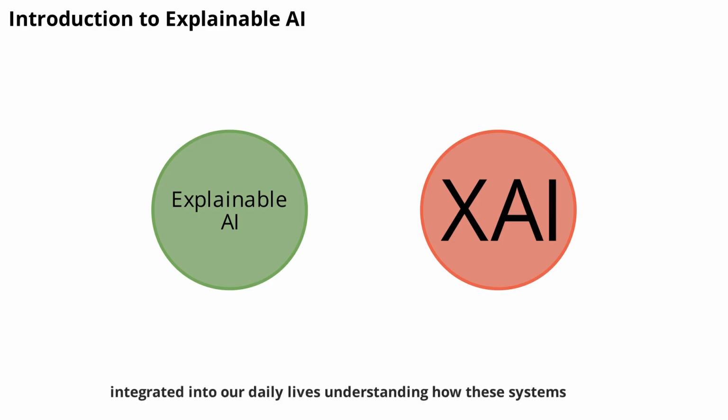As artificial intelligence becomes more integrated into our daily lives, understanding how these systems make decisions is increasingly important. Explainable AI refers to methods and techniques that make the results of AI systems understandable to humans. In this video, we'll explore what XAI is, why it's crucial, and how it impacts industries and individuals alike. Let's start by breaking down the basics and setting the stage for a deeper understanding of this fascinating topic.